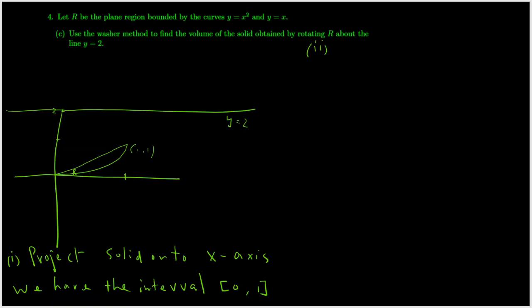So the integral is going to be taken from 0 to 1. So that's 0, and that's 1. And by the way, the scales of my two axes are different.